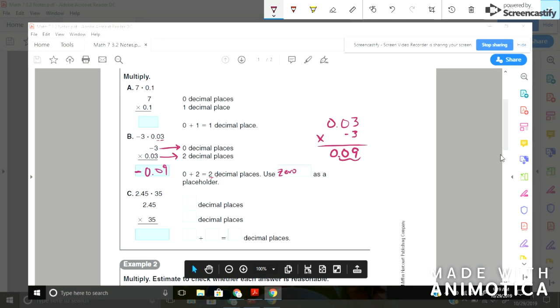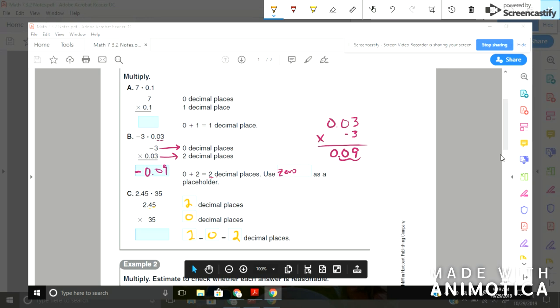And it'll be very similar. It says 2.45 times 35. Well, in my first factor, I have 2 numbers after the decimal. And my second number, I don't have any. Okay, so 2 plus 0 equals 2, so I should have 2 decimal places in the end.